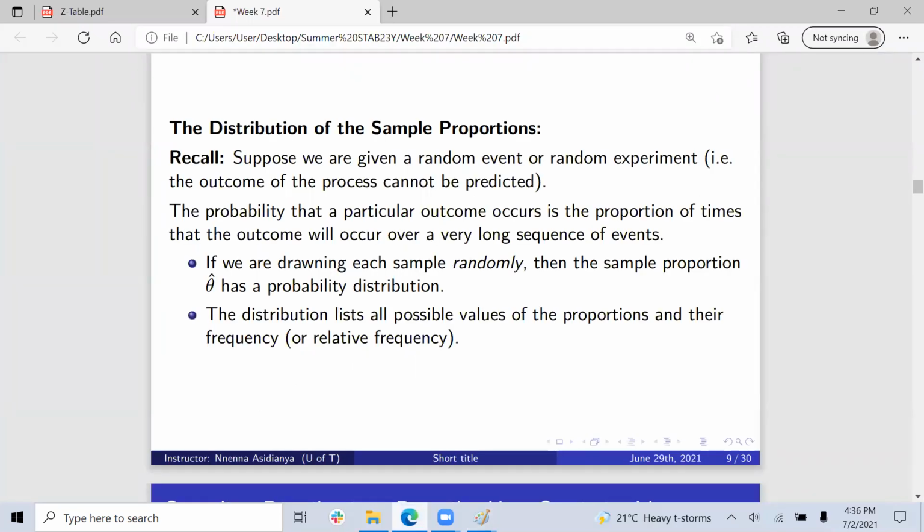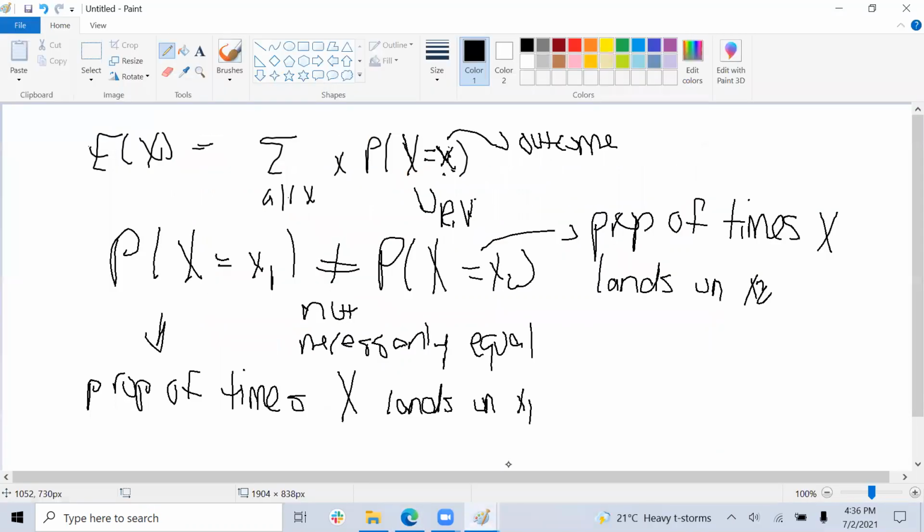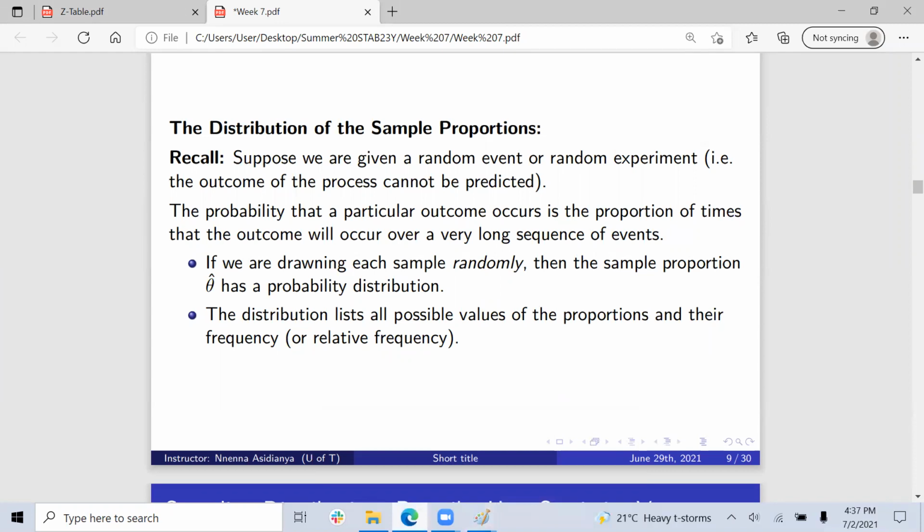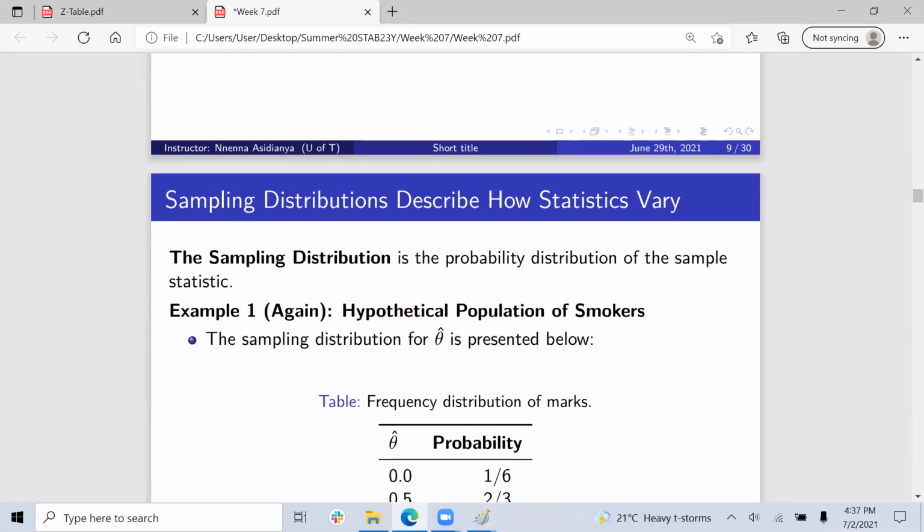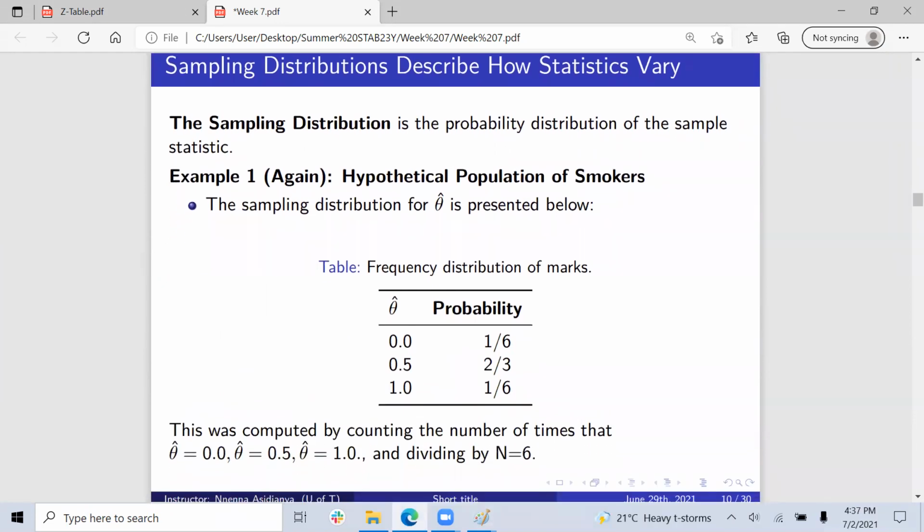What we do know is that if you think about all the possible outcomes your random variable can take, the probability of each has to sum up to one. So the sum over all possible x of P(X = x) has to equal 1. If you sum up all the possible outcomes, it has to equal 1 because of probability, right? So again, remember the distribution is literally listing all the possible outcomes as well as the proportion. So now let's look at how this is working.